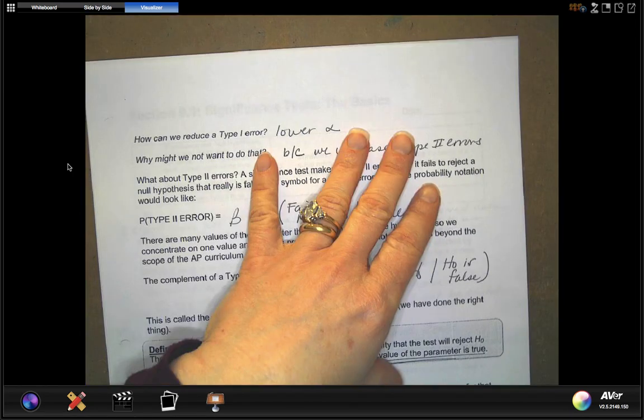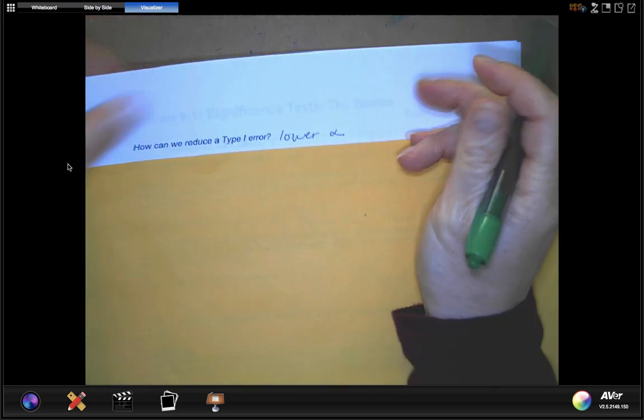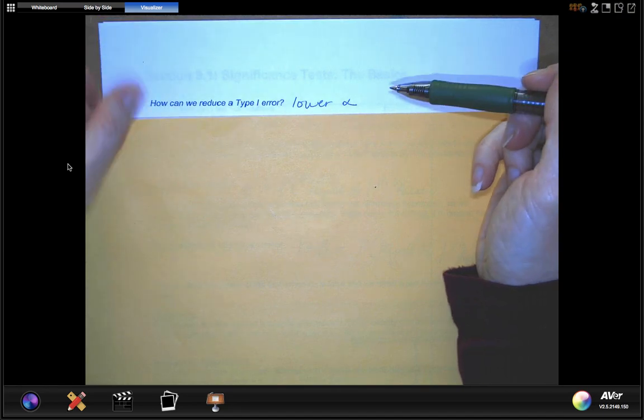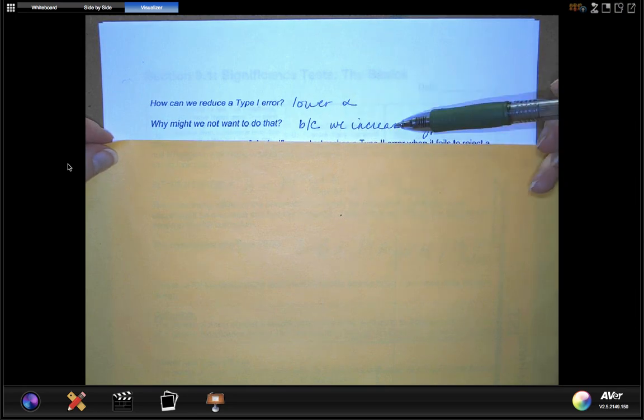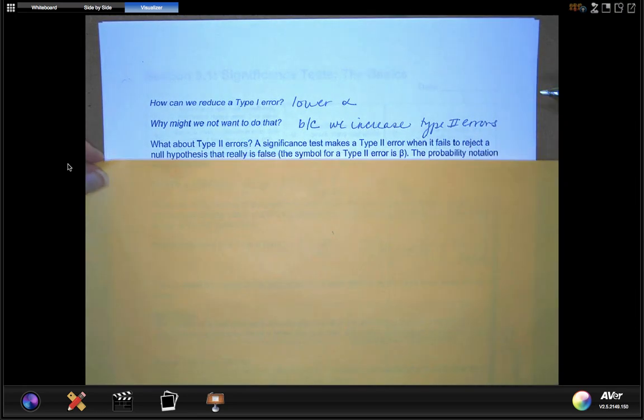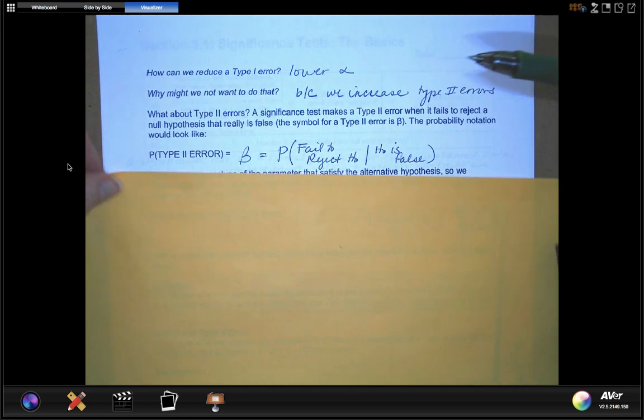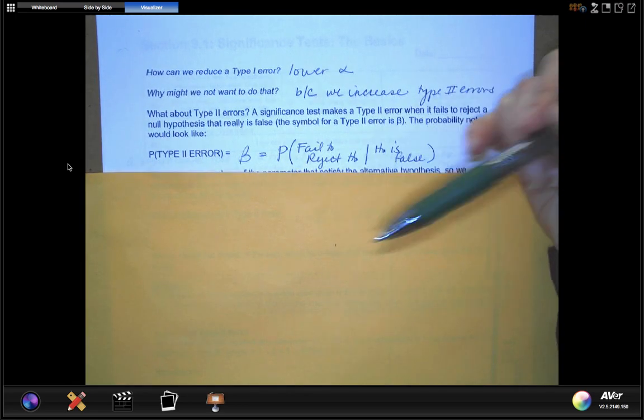So obviously, you can reduce a type 1 error by lowering your significance level. If I'm not happy with the consequence of the type 1 error, I'll just lower the significance level. But I might not want to do that, because if I lower my type 1 error, I increase my type 2 error. Okay, these are inversely related. The symbol for the type 2 error is beta. It's a little bit cumbersome to calculate, and it's beyond the scope of the AP curriculum.